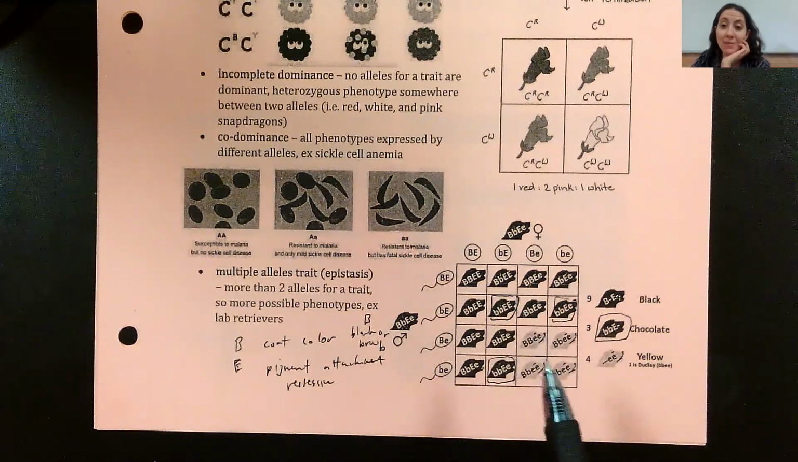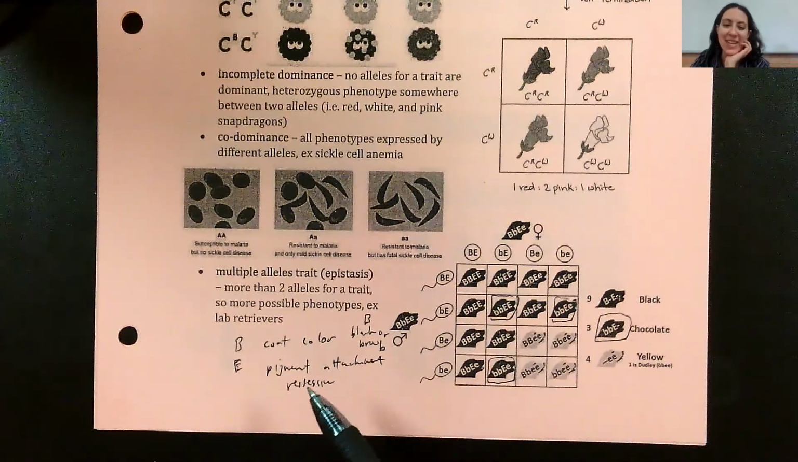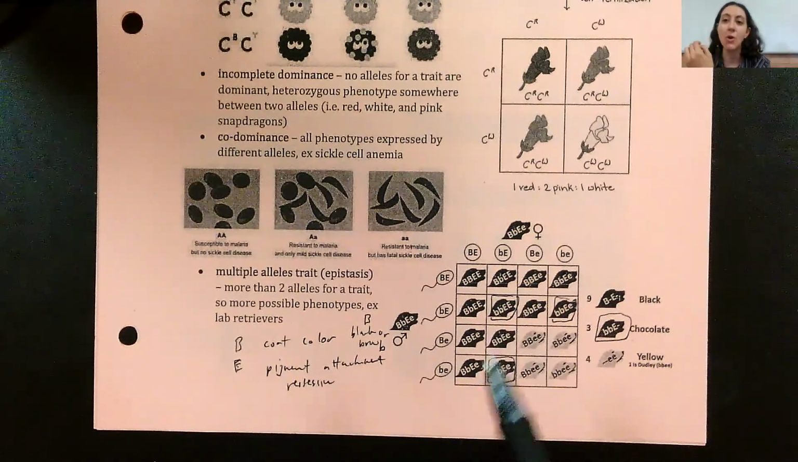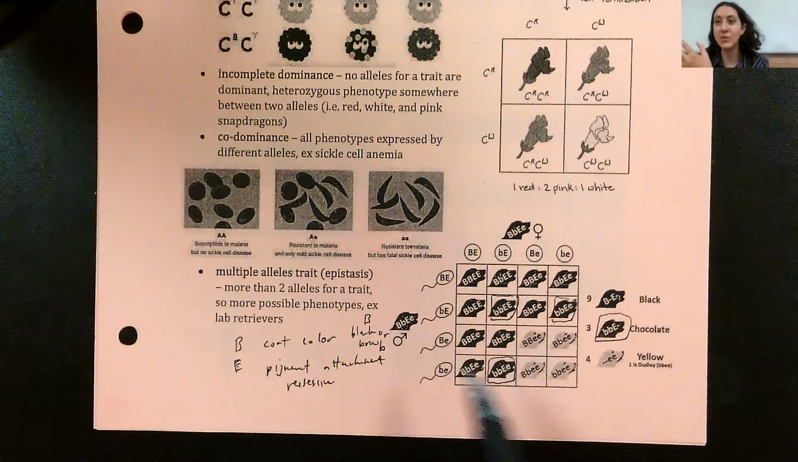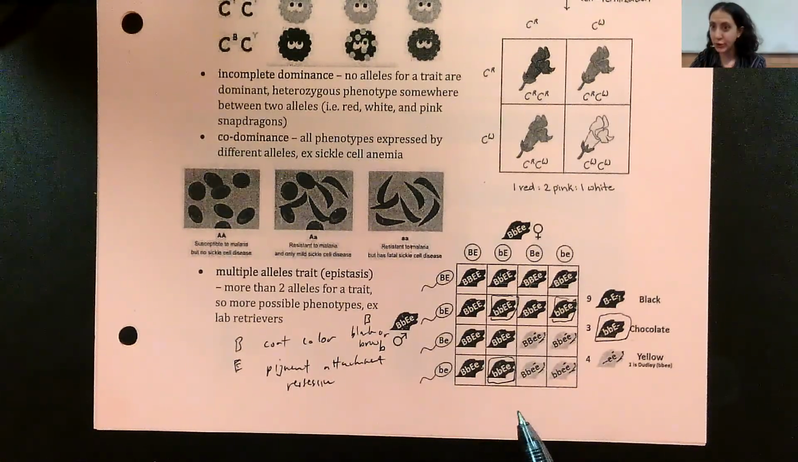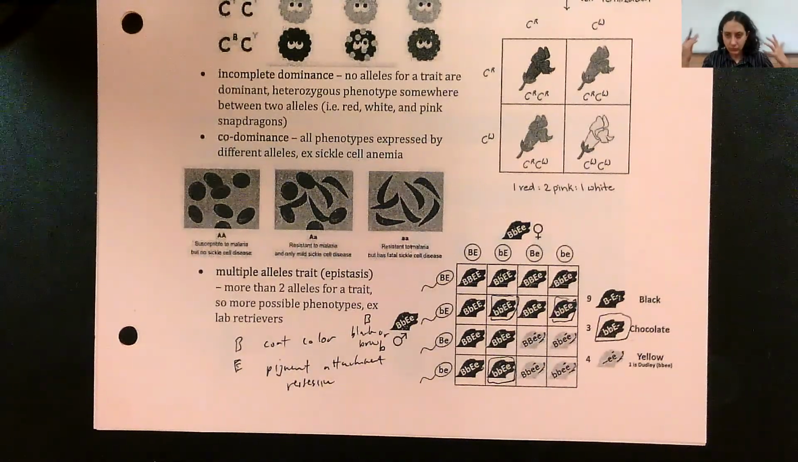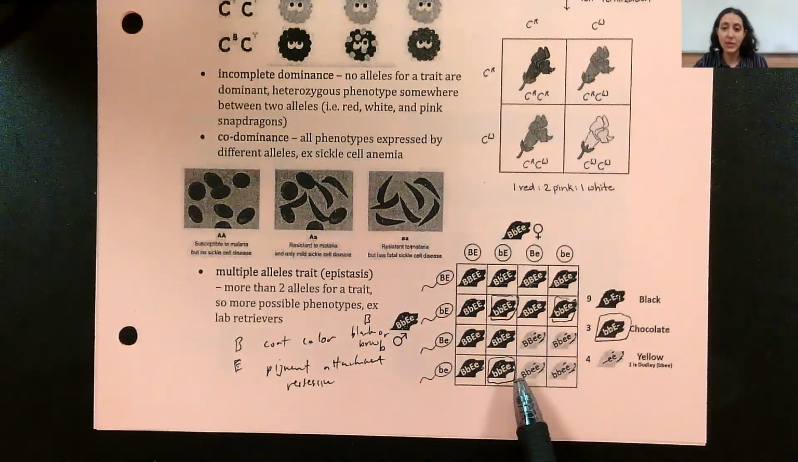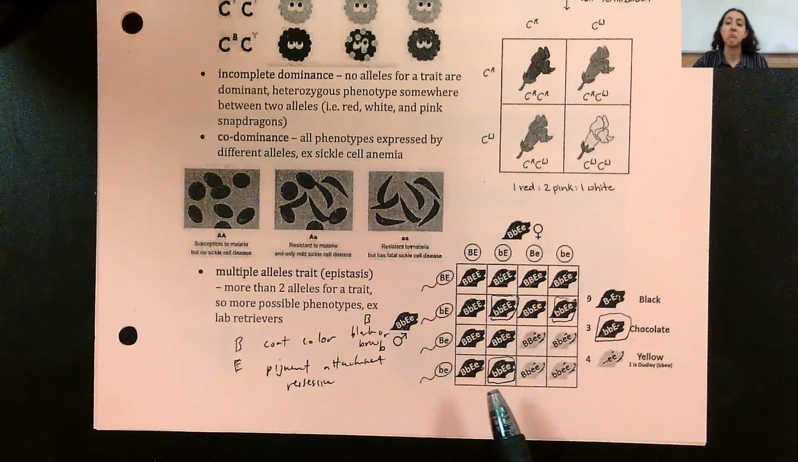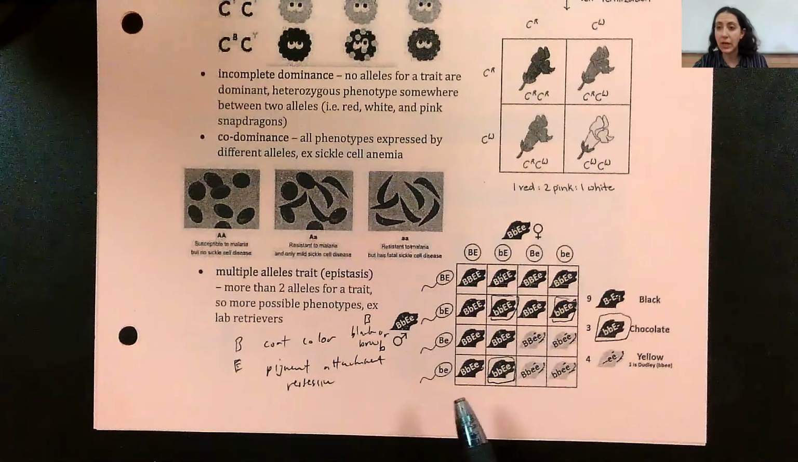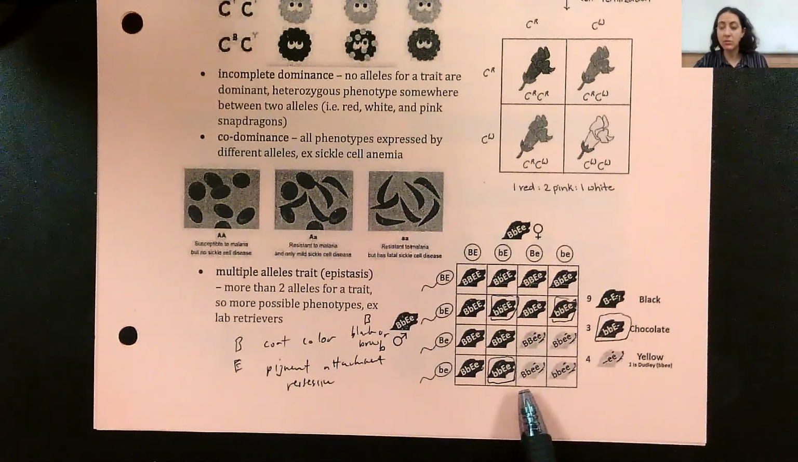But they also can't be homozygous recessive for the E, which is the pigment attachment. So yellow labs don't have either of those pigments. The pigments are produced, it just doesn't actually attach and stick to the hair or the fur. So they don't have any color at all. So the genotype for the pigment doesn't matter because it doesn't show up in the phenotype.